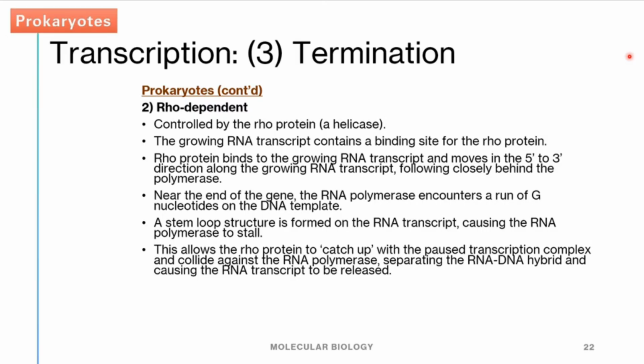So near the end of the gene, the RNA polymerase will encounter a lot of G nucleotides. Okay, and this again will form a stem loop structure of the RNA transcript, and similar to the Rho-independent procedure, this will cause the RNA polymerase to stop at the terminator region. And when the RNA polymerase stops, the Rho protein can finally catch up to the RNA polymerase.